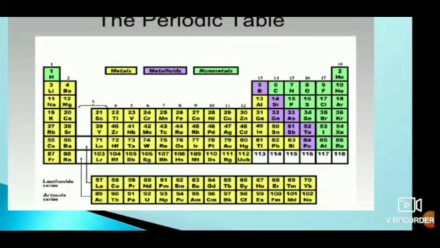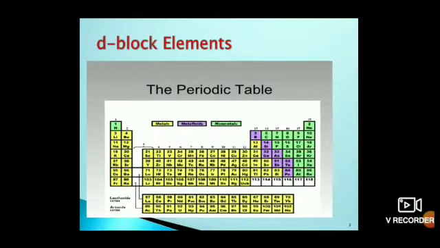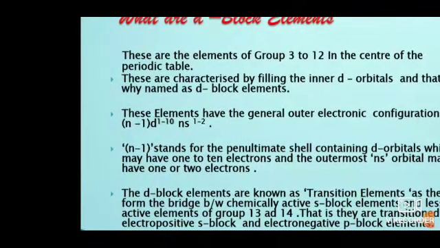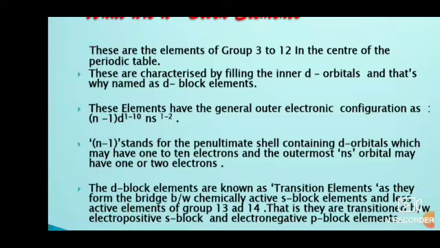So these D block elements are transition between the most electropositive S block elements and the electronegative P block elements. So what are actually the D block elements? These are the elements of group 3 to 12 in the center of the periodic table, or they can also be named as group 3A, 4A, 5A, 6A, 7A, 8A and 1B and 2B.